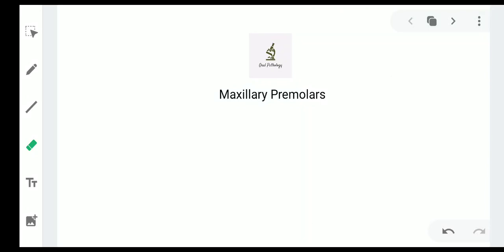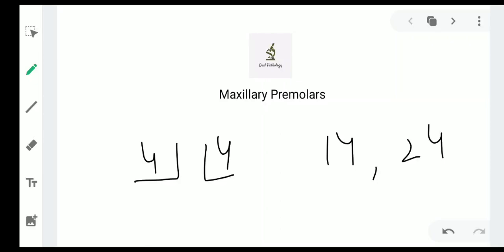We write them as this, which is the notation given to them by Zsigmondy-Palmer. According to Zsigmondy-Palmer, and according to FDI, we write them as 14, 24, depending upon the side, left or right. And no premolars are present in the primary dentition, so we do not see any premolars in the primary dentition.